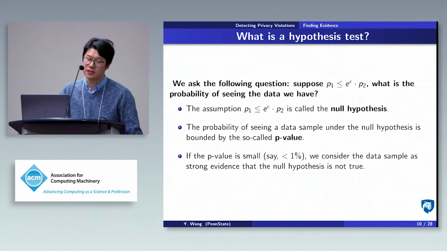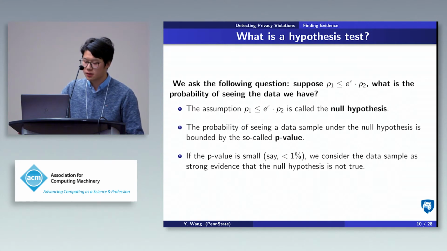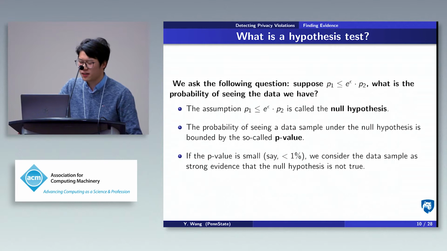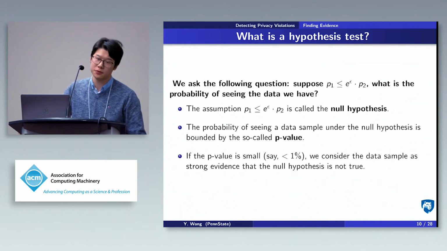The hypothesis test works in this way. Suppose P1 is less than or equal to e to the epsilon times P2. That is, we suppose this counterexample satisfies differential privacy. This assumption is called the null hypothesis, and the probability of seeing a data sample under the null hypothesis is bounded by the so-called p-value. If the p-value is small enough, we consider it as strong evidence that the null hypothesis is not true. Thus, this tuple is a valid counterexample. The problem is then divided into two parts. The first one is how can we get a data sample, and the second one is how can we calculate the p-values based on the data samples.